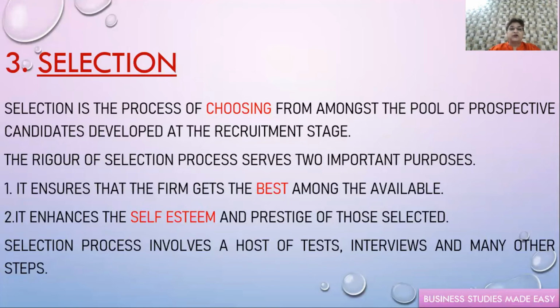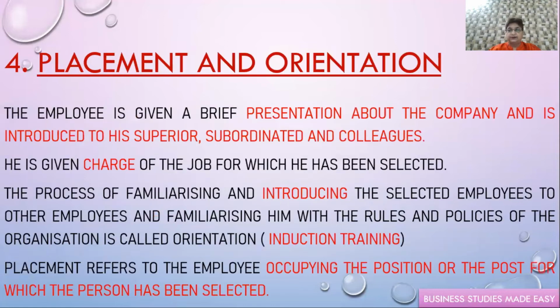And therefore, the selection process has a number of steps like test, interview, etc., which we'll be doing later on in another video. Then comes placement and orientation. It has 2 parts, placement and orientation. So the new employee who has just been selected is taken on a tour of the organization. He's told about his colleagues with whom he's going to work, his superiors, his subordinates, and whatever rules and policies the organization has. And then he's given charge of the duties that he has to do.